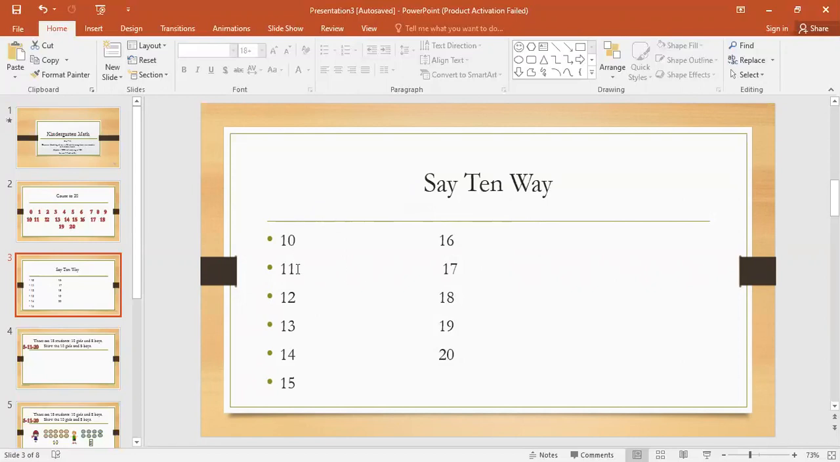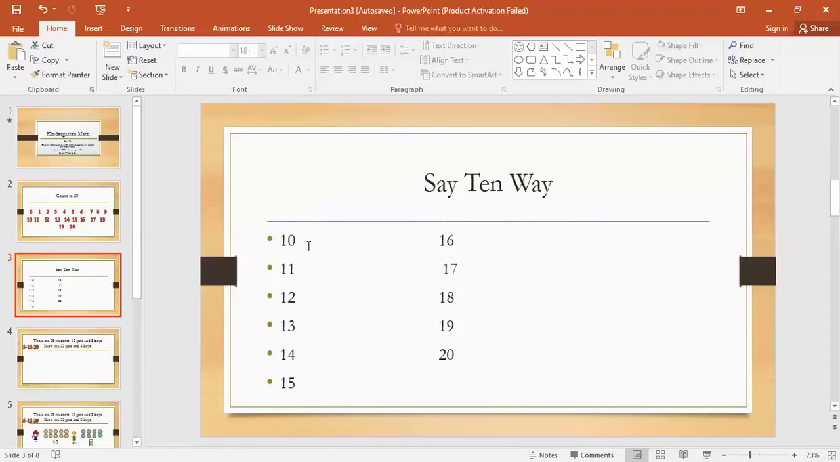This is a way to show how we break up teen numbers. We said 10, 1. 11 is broken up into 10 and 1. 10, 2 is 12. 12 is broken up into 10 and 2. 13 is broken up into 10 and 3. 10, 4 is 14. 14 is broken up into 10 and 4 ones. 10, 5, 15 is broken up into 10 ones and 5 ones. And all the way to 20.